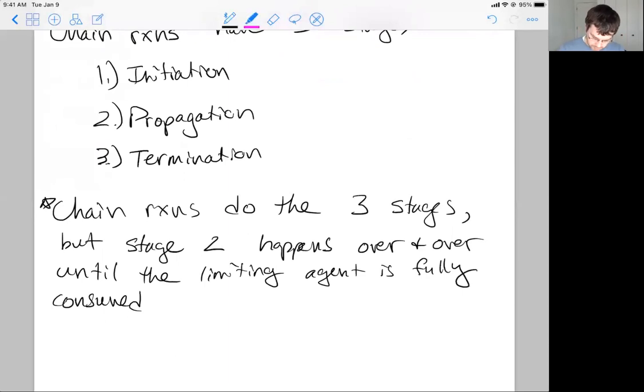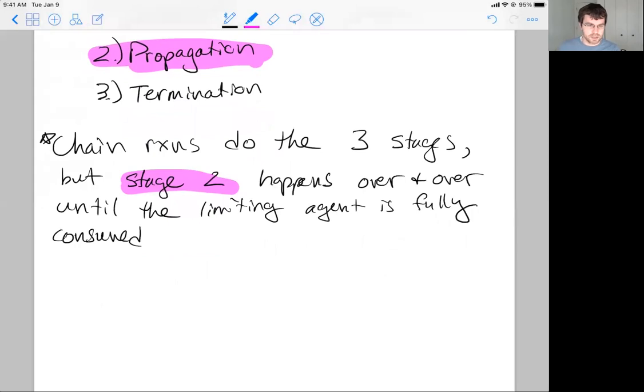What I want to point out is that stage 2 is really the most important part of the chain reaction. The initiation sets us up to begin propagation steps, and termination is just generally an undesired outcome that kills the chain reaction process. But let's get into these steps in a little more detail.